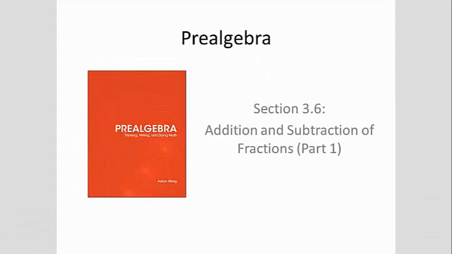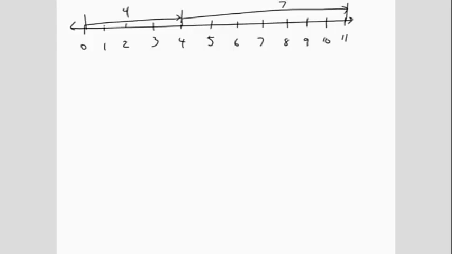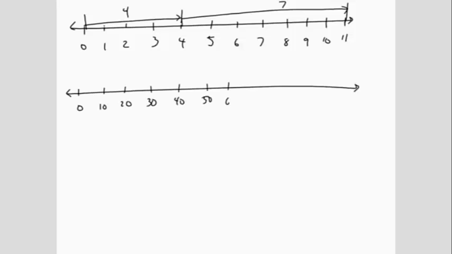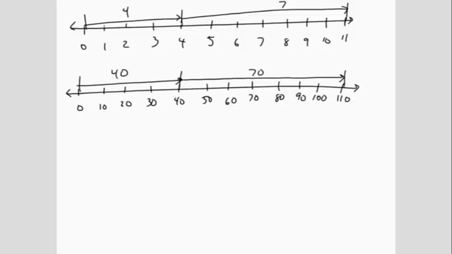The basic process of adding and subtracting is the same for all numbers, regardless of whether they are integers or fractions. Here's a picture of 4 plus 7. And here is a picture of 40 plus 70. The only difference between these two pictures is in the scaling. In the first picture, each step represented 1 unit, and in the second picture, each step represented 10 units.